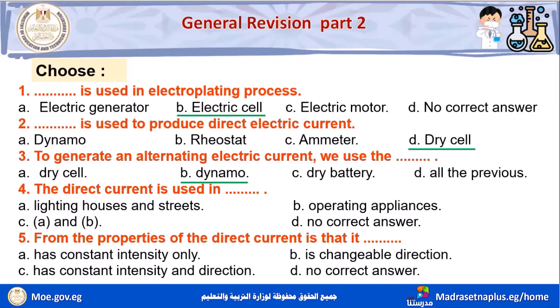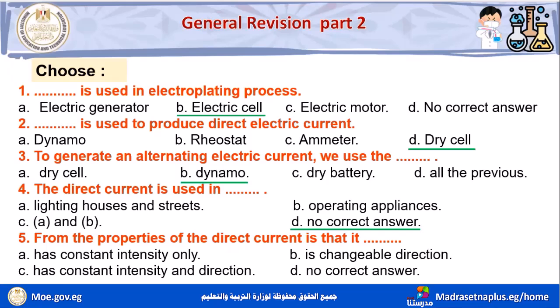Question 4: The direct current is used in blank. Letter A, lighting houses and streets. Letter B, operating appliances. Letter C, A and B. Letter D, no correct answer.